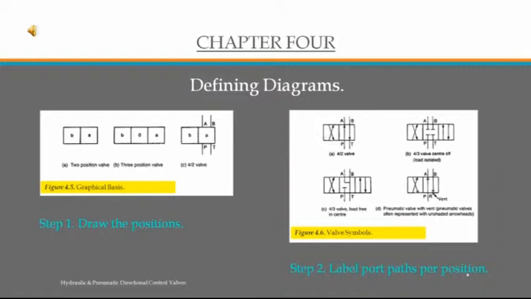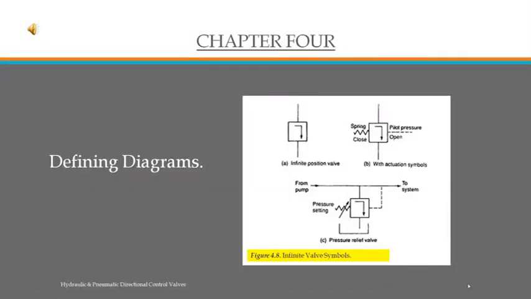So for example, in this figure C, in position A, you're supplying pressure to the A side of a cylinder, and pressure is relieved from the B side back to the tank, when this control valve is activated by pushing.